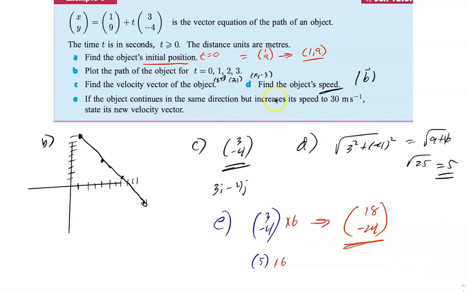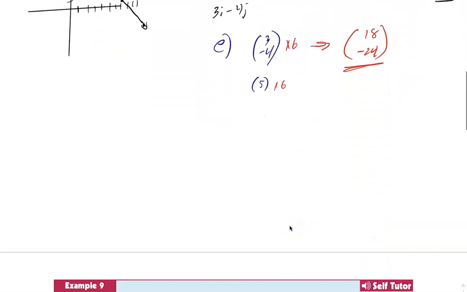Now notice how it said the same direction, so that's why I did that one. If it said the opposite direction, I just multiply by negative 6. Same idea. So the next example here.